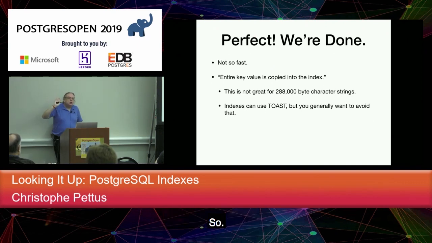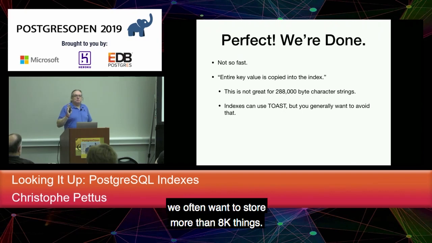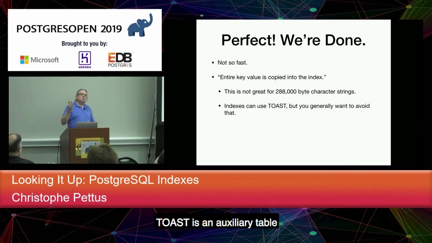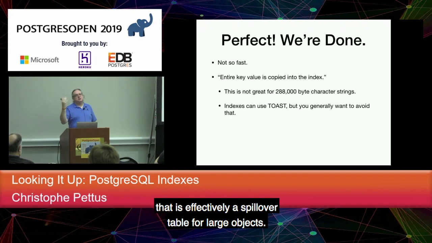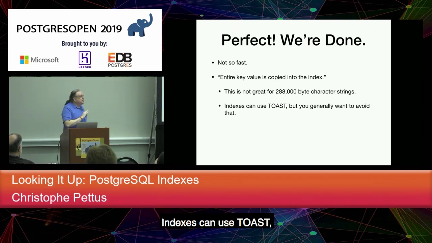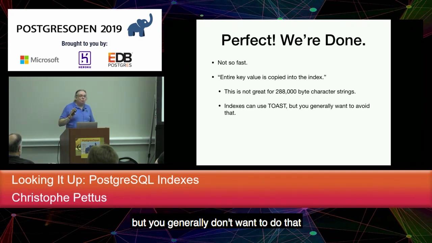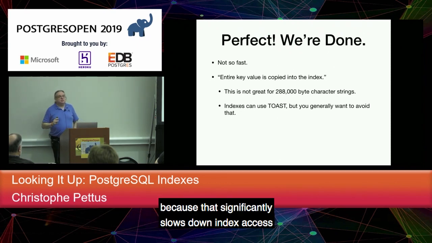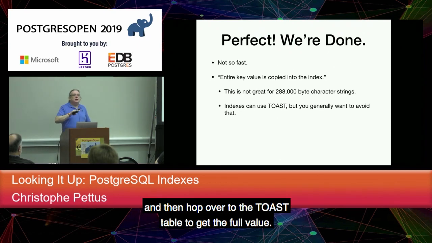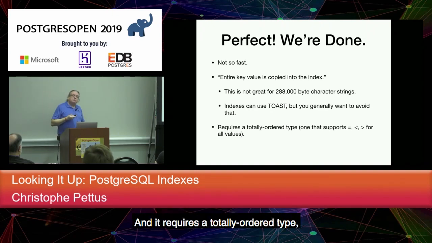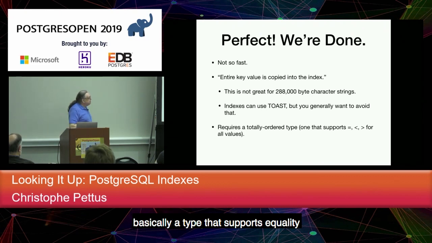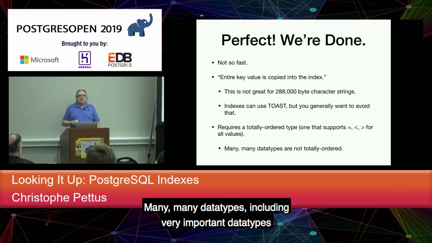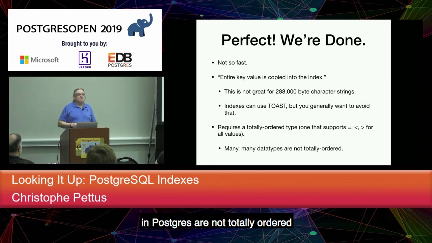The problem is, of course, we often want to store more than 8K things. Toast is an auxiliary table that is effectively a spillover table for large objects. Indexes can use toast, but you generally don't want to do that because that significantly slows down index access because it has to walk down to a point and then hop over to the toast table to get the full value. And it requires a totally ordered type, basically a type that supports equality, greater than or less than for all values. Many, many data types, including very important data types in Postgres, are not totally ordered and thus don't really work in these.